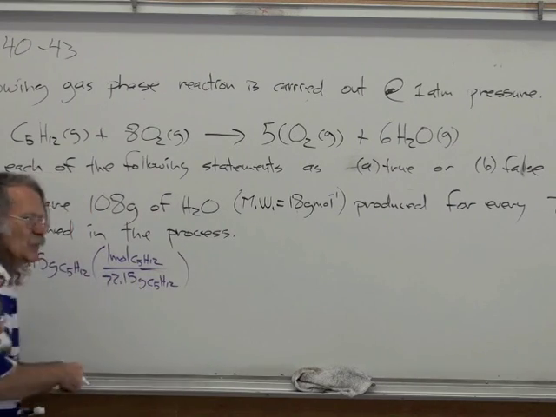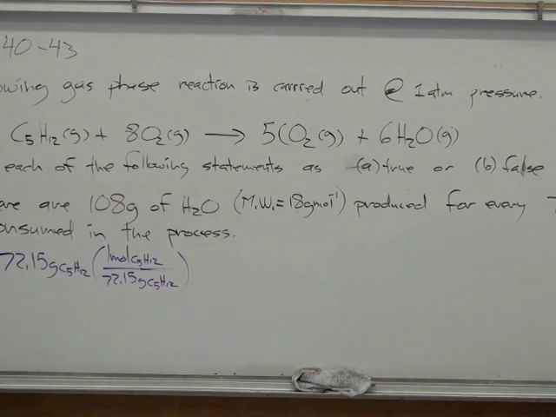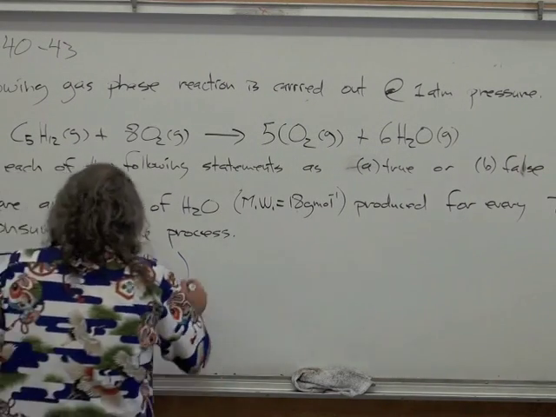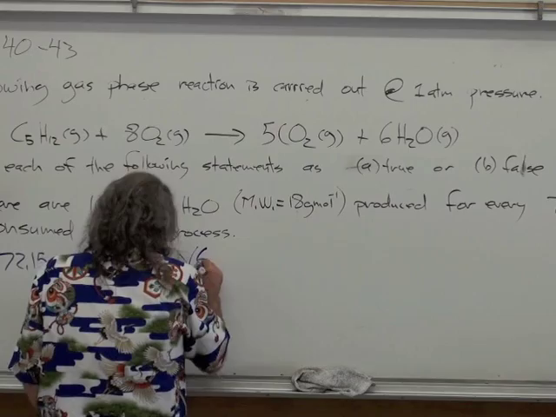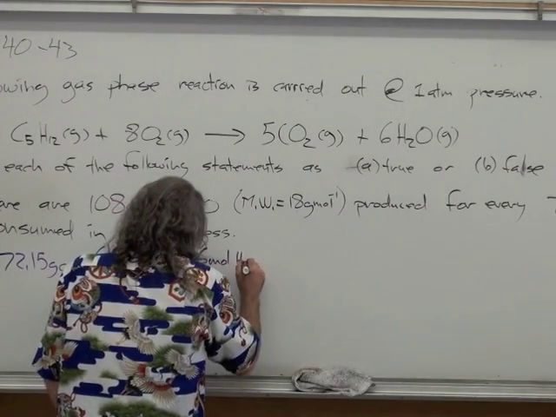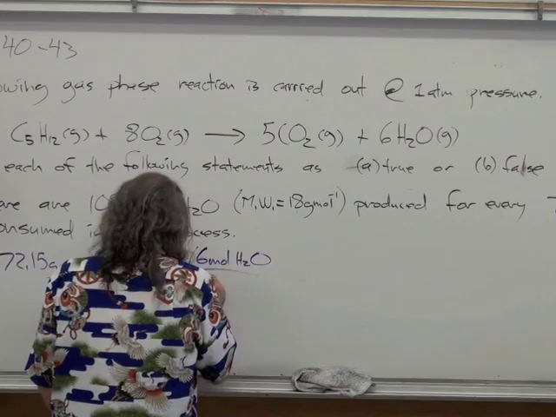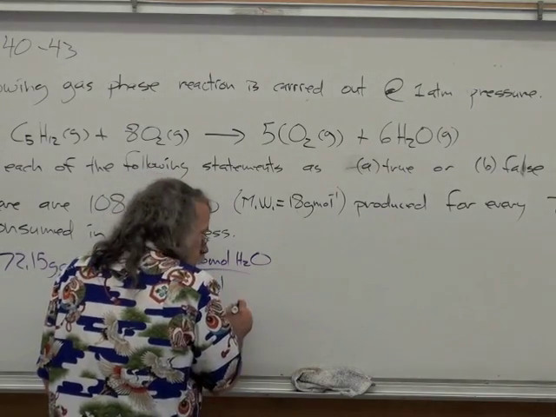You could have done that one in your head, but I like to write it down so you got it clearly stated. And now, the next part of this is what? I want the mole ratio. There are 6 moles of water for every 1 mole of pentane.